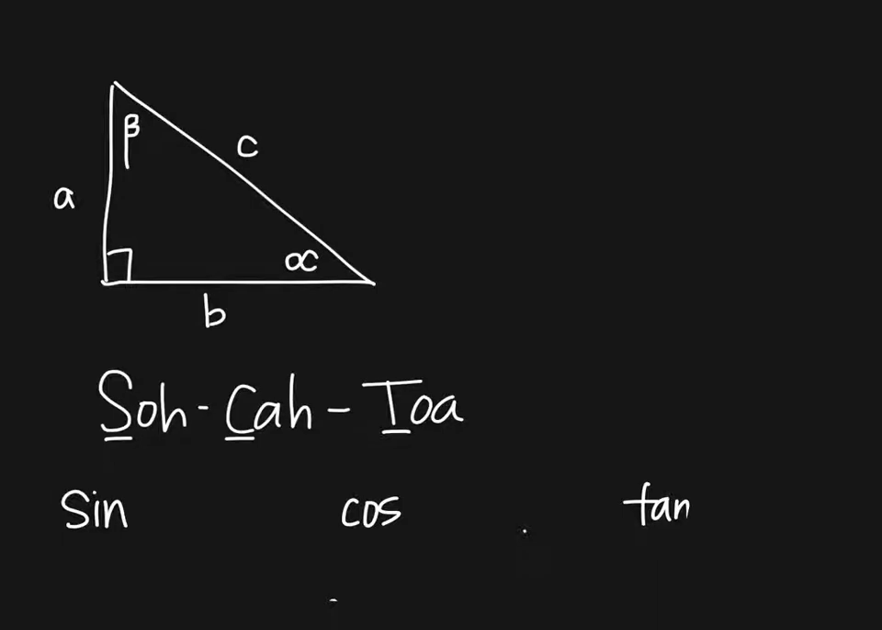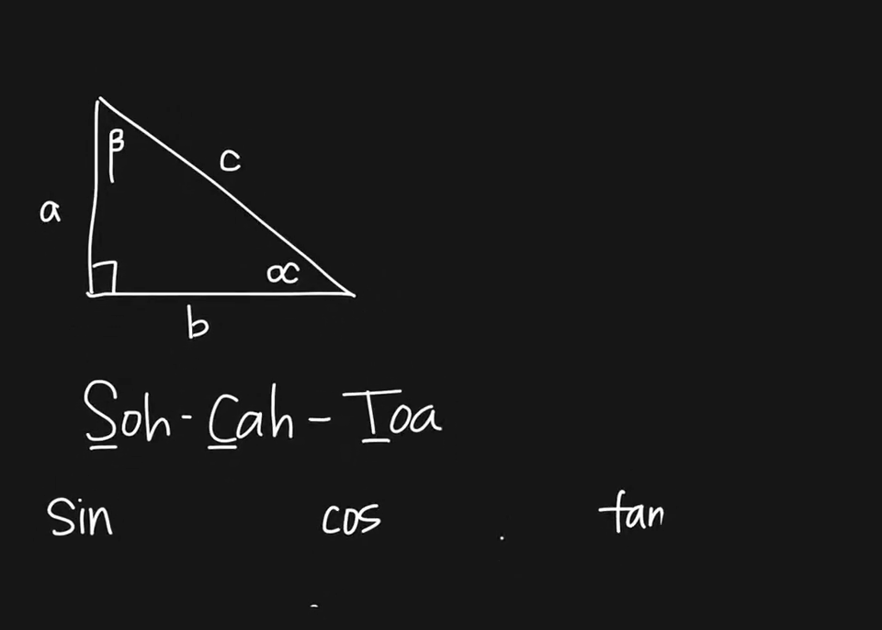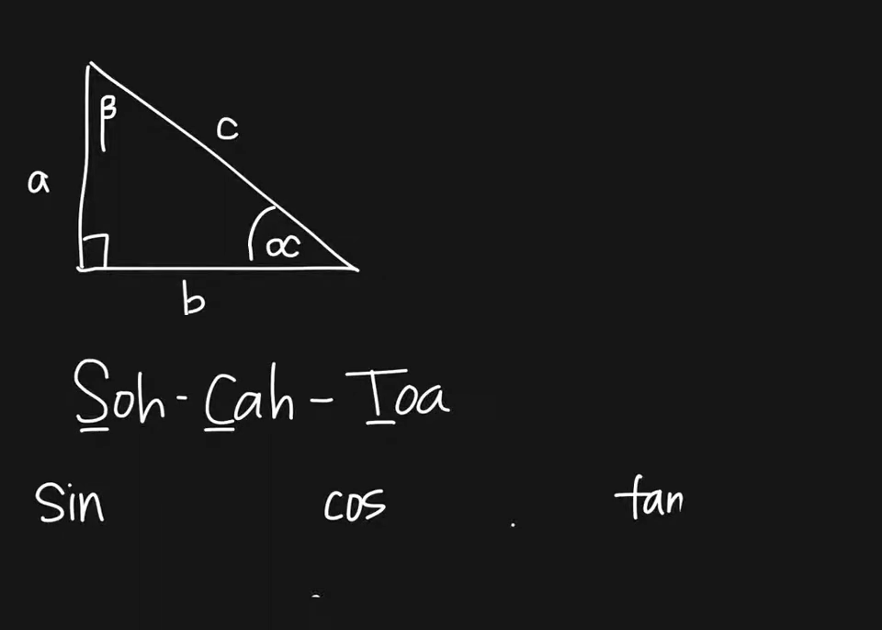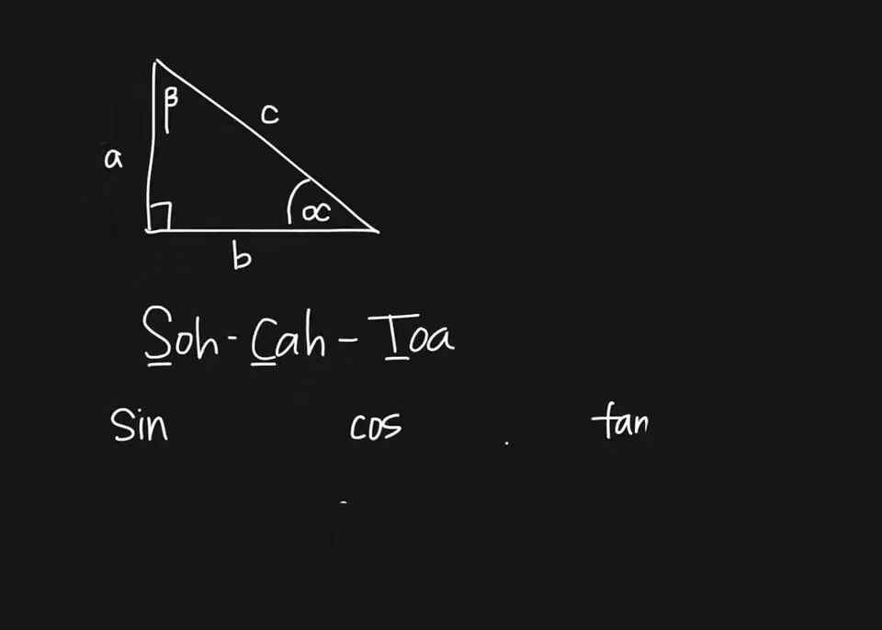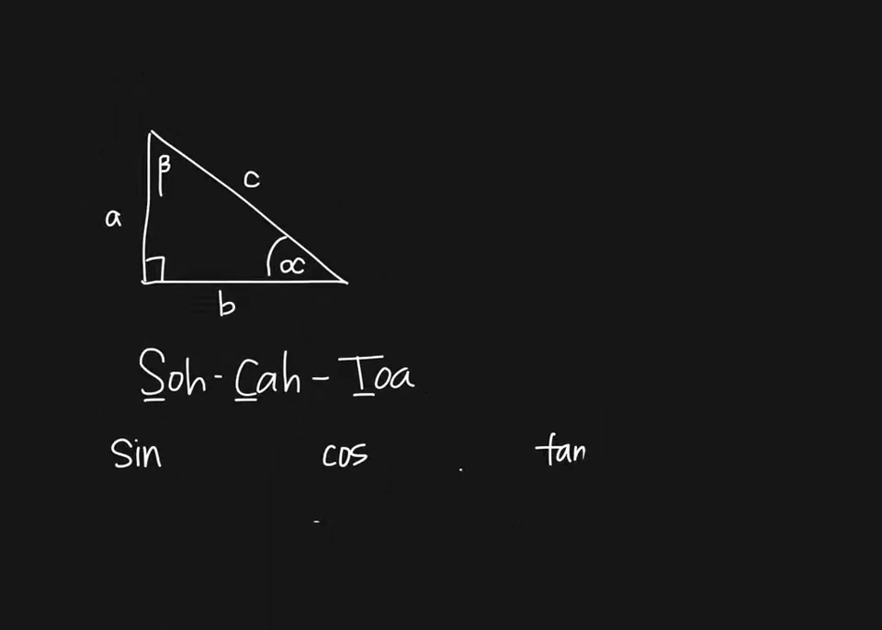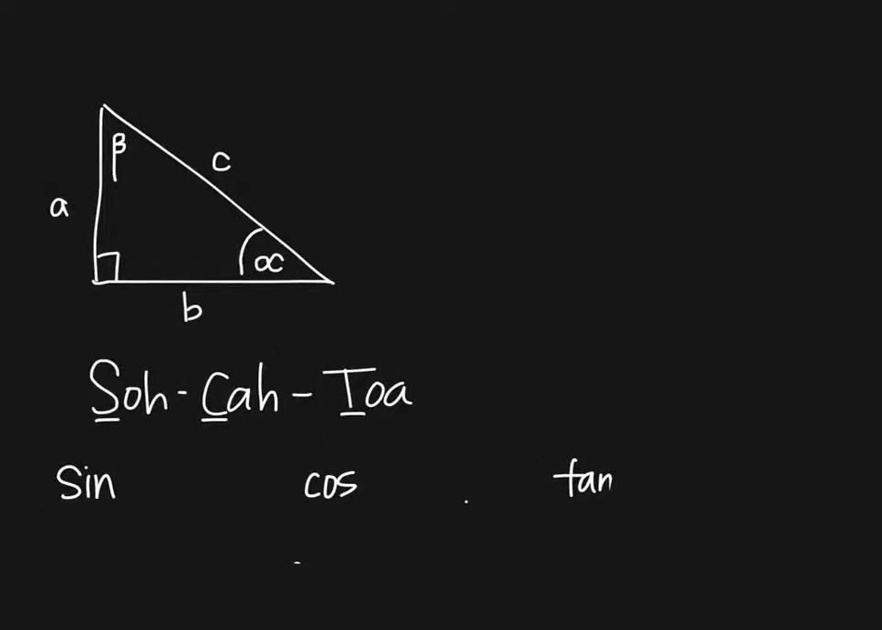So look at alpha, okay? And I'll put an angle measure. Okay, let's look at that angle alpha. Clearly, the hypotenuse is C. It's always C. But then what's opposite? What does opposite mean, and what does adjacent mean?